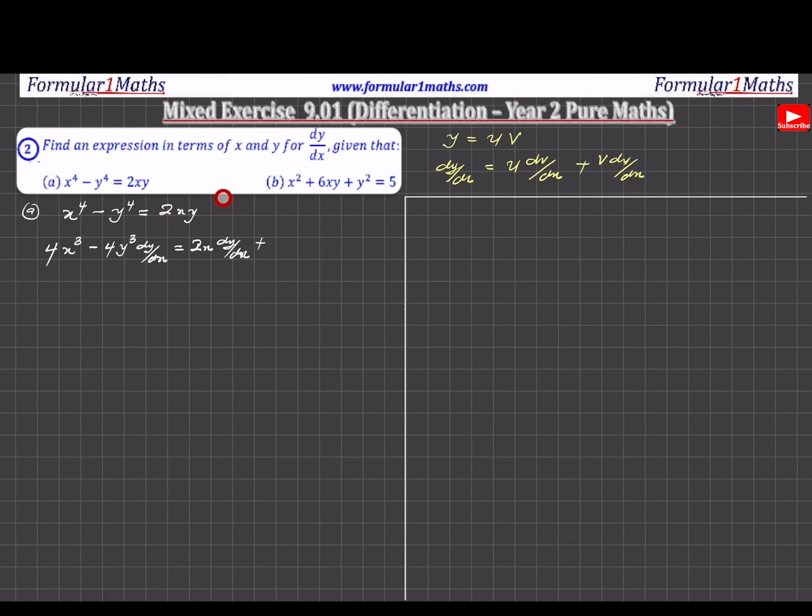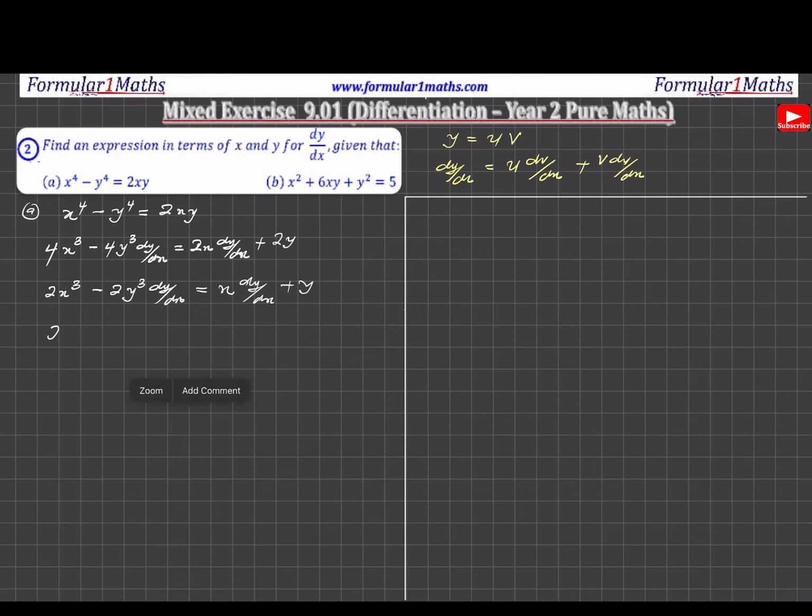So if I keep the y constant and differentiate 2x, I get 2. So that is the differential of this term here. Now I'm going to simplify by dividing every term by 2. If I do that, I'm going to get 2x cubed minus 2y cubed dy/dx is equal to x dy/dx plus y.